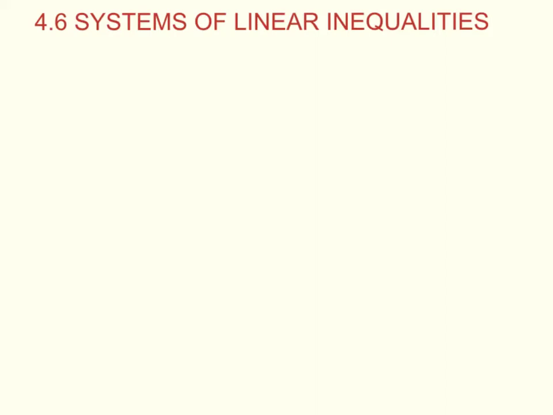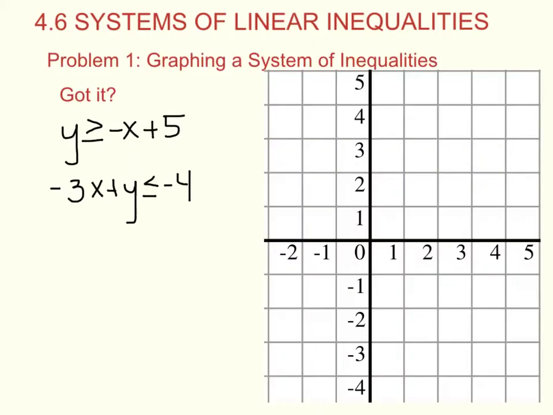So we're going to start with problem 1 on page 271. All right, so we're going to graph both of these. The first one we're going to graph is y is greater than or equal to negative x plus 5. So if we graph using slope and y-intercept, we're going to put a dot on 5. And our slope is negative 1, so we go down 1 to the right 1. Because it's greater than or equal to, I'm going to have a solid line. And because it's greater than, I'm going to shade above the line.